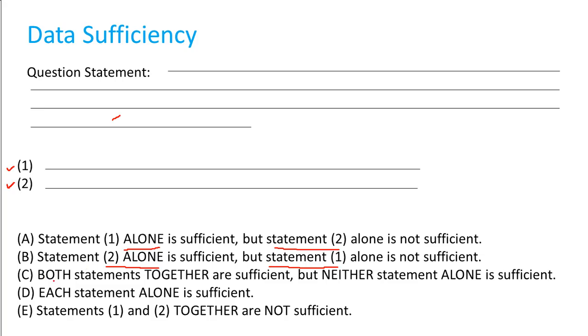Option choice C says both statements together are sufficient, but neither statement alone is sufficient to answer the question. Option choice D says each statement alone is sufficient to answer the question. Option choice E says statements 1 and 2 together are not sufficient to answer the question.